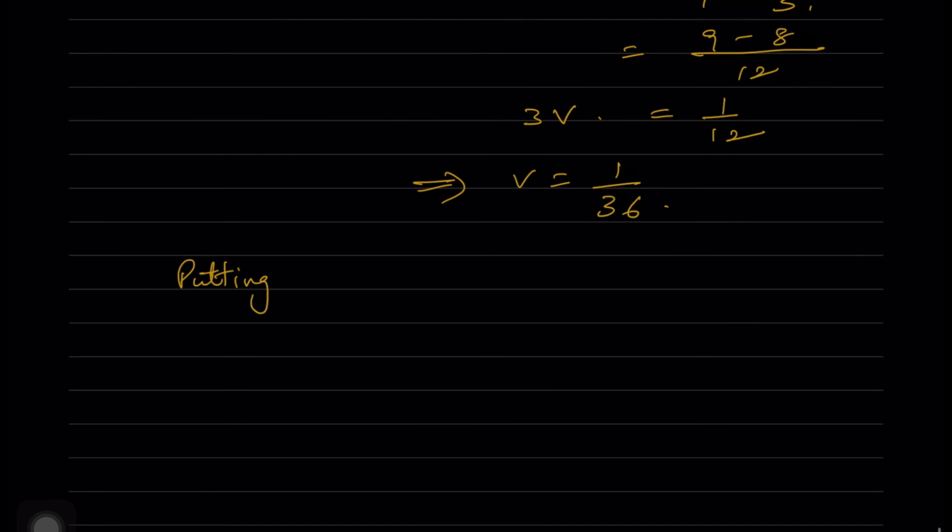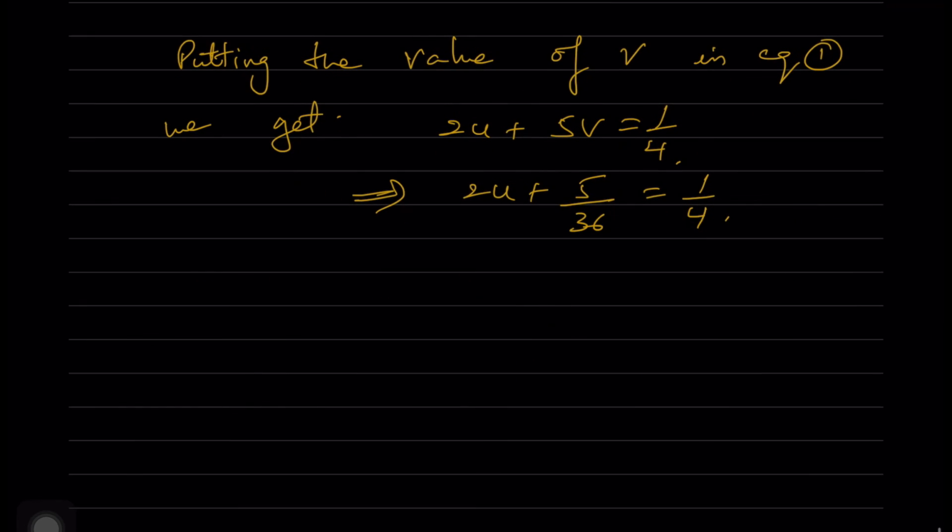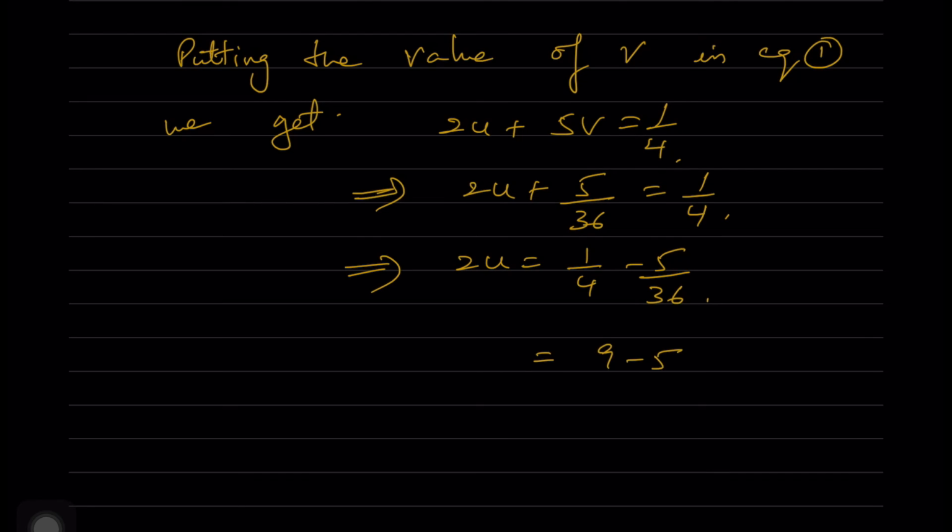Now putting this value of v in equation 1, we get 2u plus 5v is equal to 1 by 4. So we are going to substitute in this: 2u plus 5 into 1 by 36 is equal to 1 by 4. Taking it to the other side and solving it, you get 2u is equal to 1 by 9, or u is equal to 1 by 18.